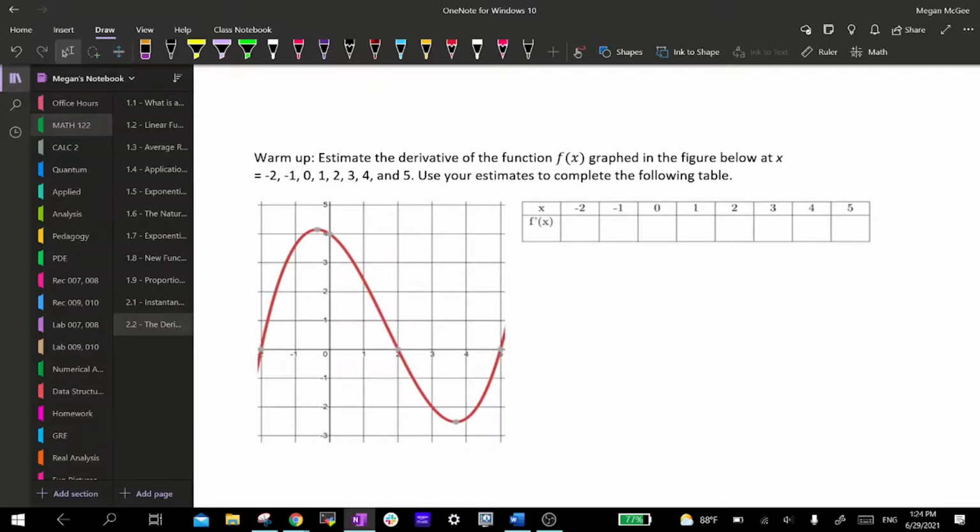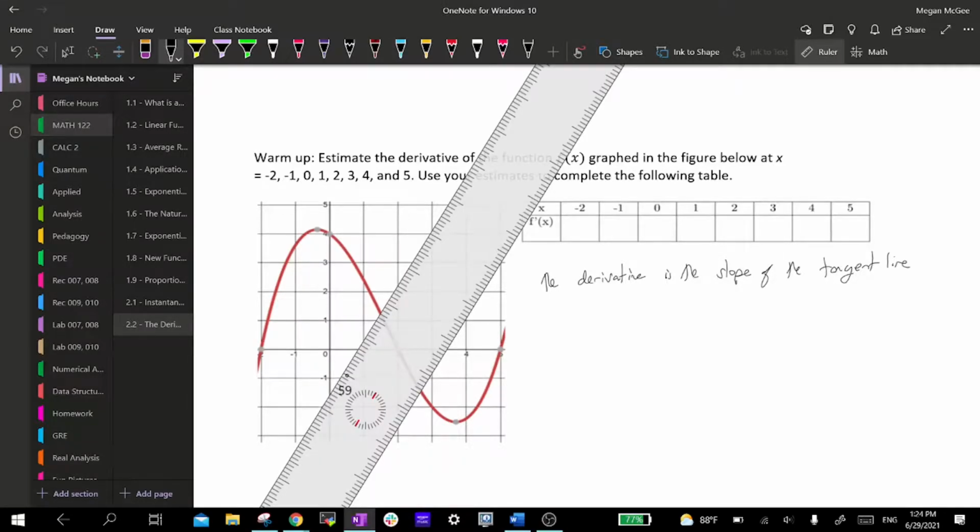Alright, so let's remember that the derivative is the slope of the tangent line. A tangent line is just the line that touches the graph at that point. Alright, so I'm going to use my fancy ruler tool here, and we're going to estimate the slope of these lines. So the first one is x is equal to -2.